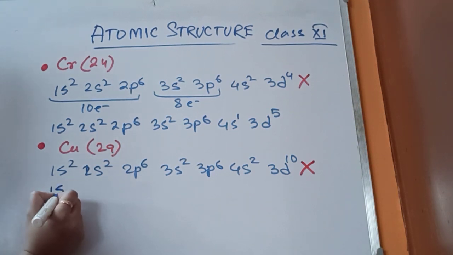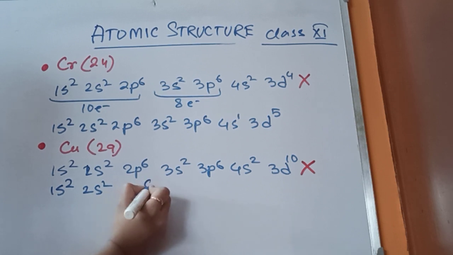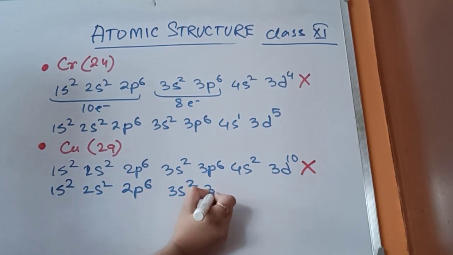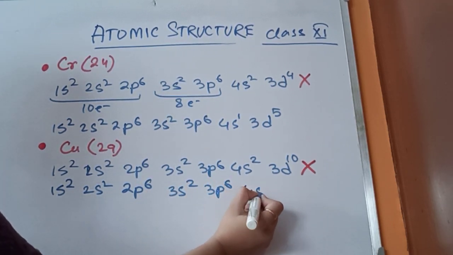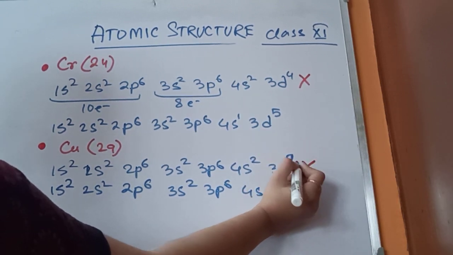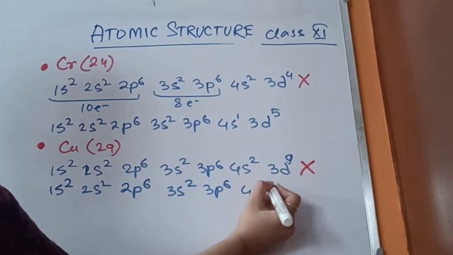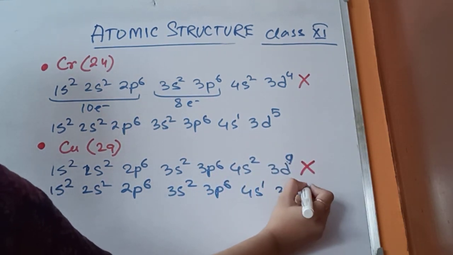The actual electronic configuration for copper is 3d9. This would have been 3d9, okay? By mistake I have done that. This would have been 3d9. The actual one is 4s1 and 3d10.